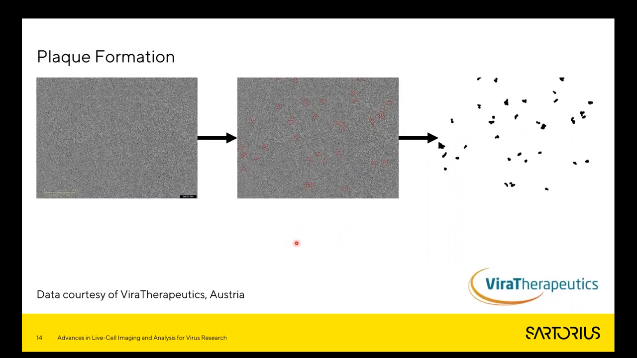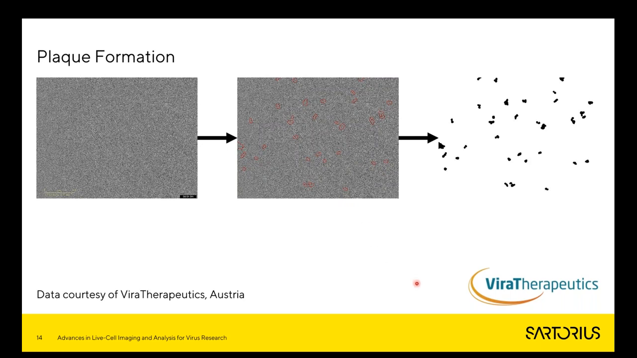A widely used approach for determining the quantity of infectious virus is a plaque formation assay. This involves growing a confluent monolayer of host cells that are then infected with the virus at varying dilutions. The plaque formations can then be seen, which can then be further quantified.